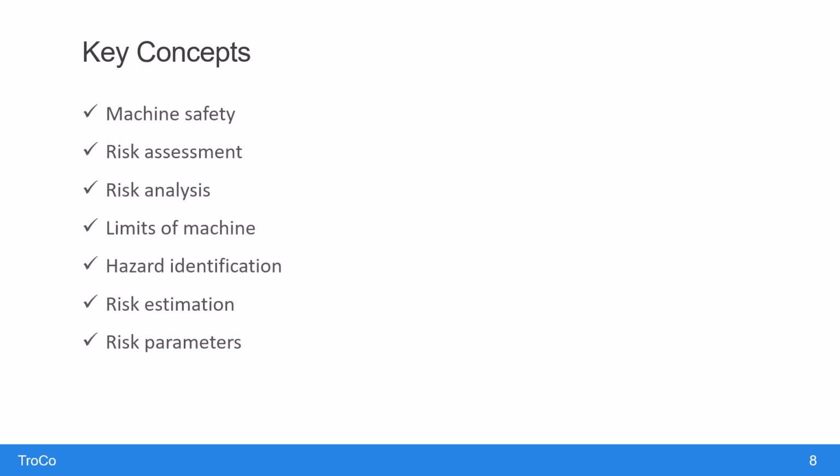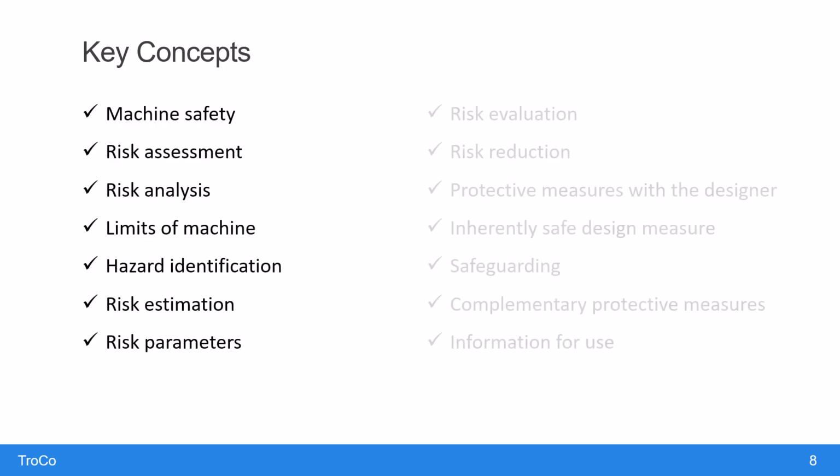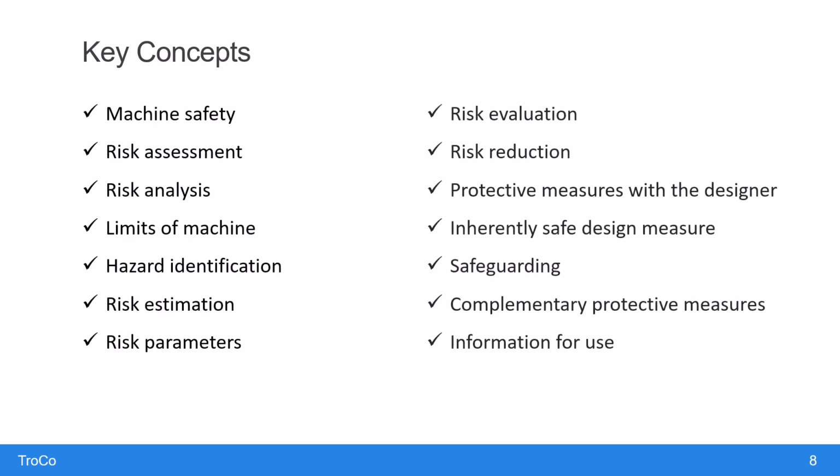Next, we cover the key concepts that support machine safety. These concepts include risk assessment, hazard identification, and the implementation of protective measures. By understanding these core ideas, we'll be better equipped to apply the principles of ISO 12100 and other safety standards. In practical scenarios, we'll discuss most of these concepts in detail to ensure a solid understanding.